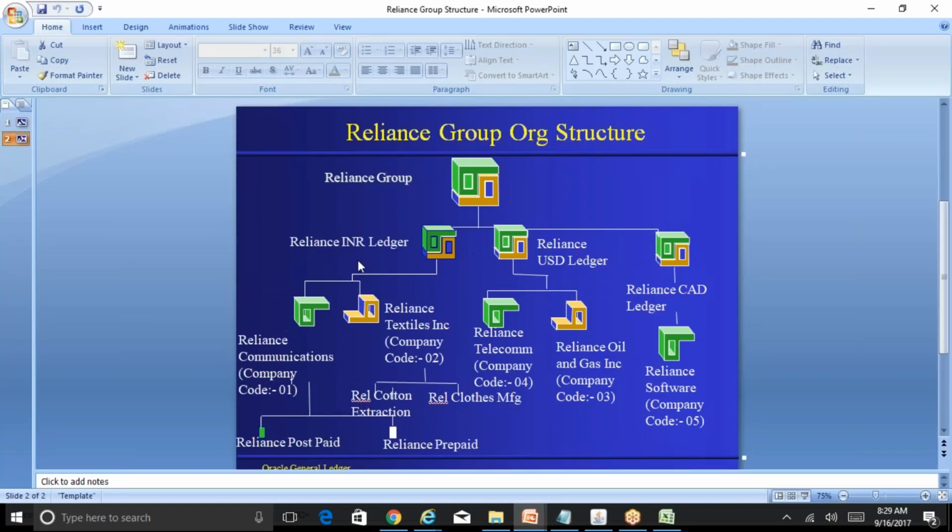Reliance Communication legal entity is under Reliance INR ledger. So when you try to do a data entry under Reliance Postpaid operating unit in AP and AR, the system will allow you to use only 01. It will not allow you to use 02 even though it is under the same ledger. Okay, so that's the significance.